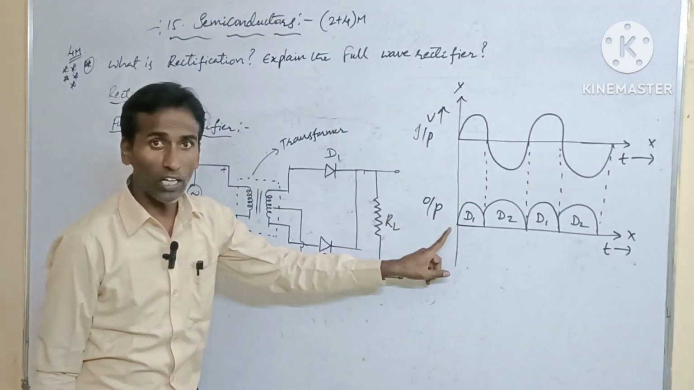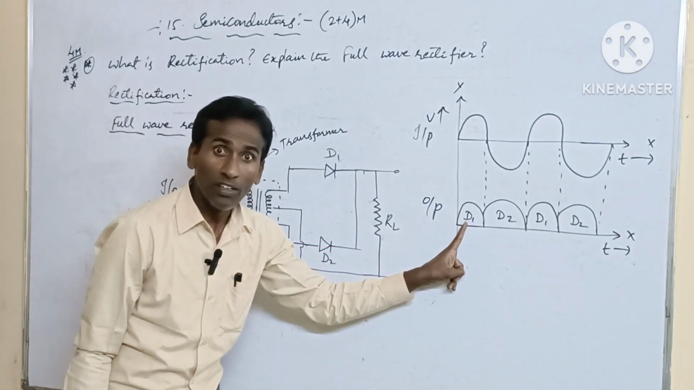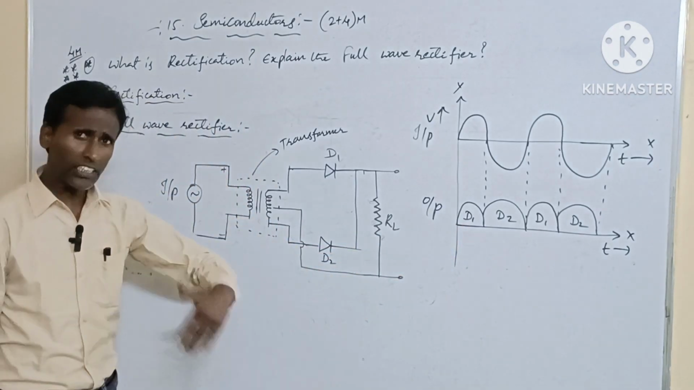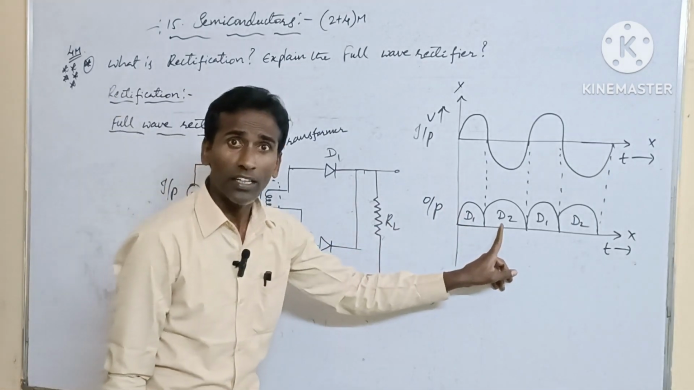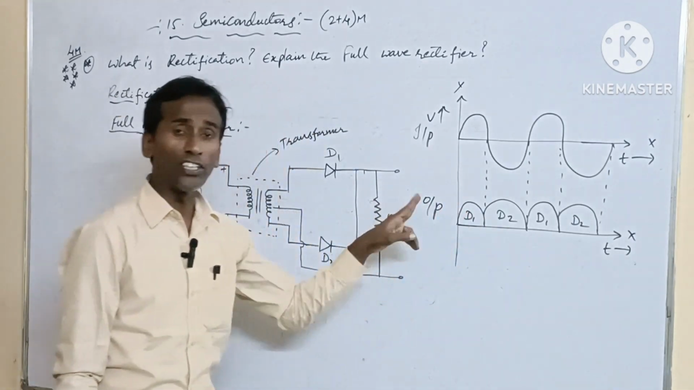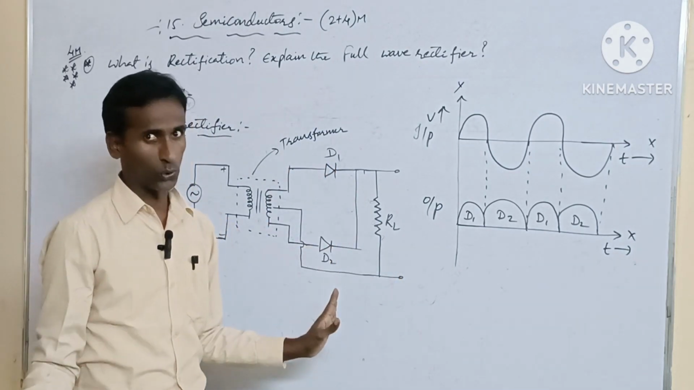In the output graph, first the current passes through diode D1, so we get the D1 graph. In the next half cycle, the current passes through diode D2, then we get the D2 graph. This process happens continuously. I think everyone understood.